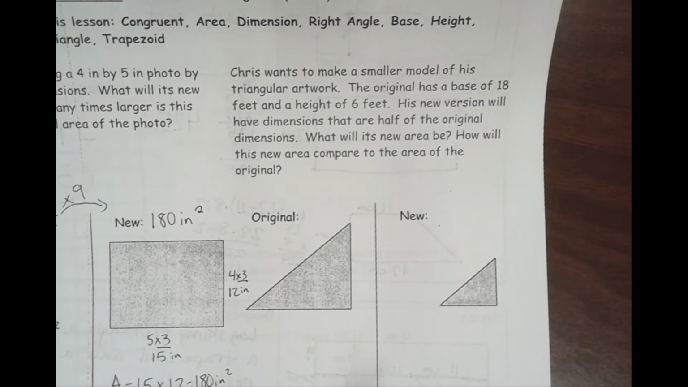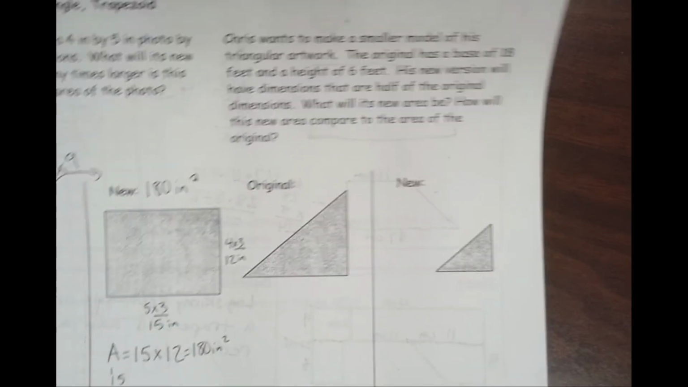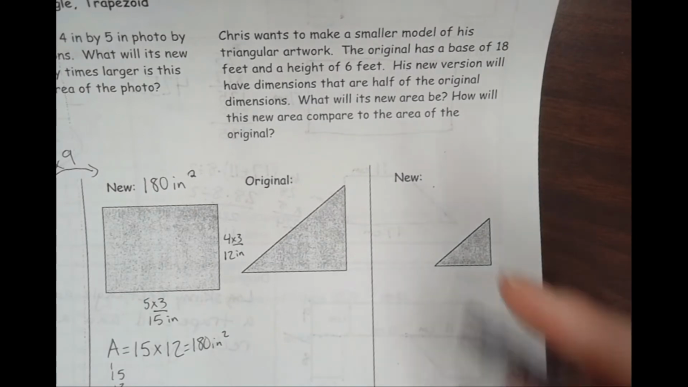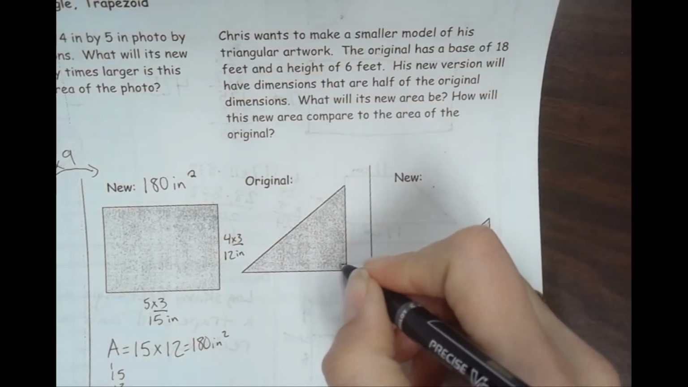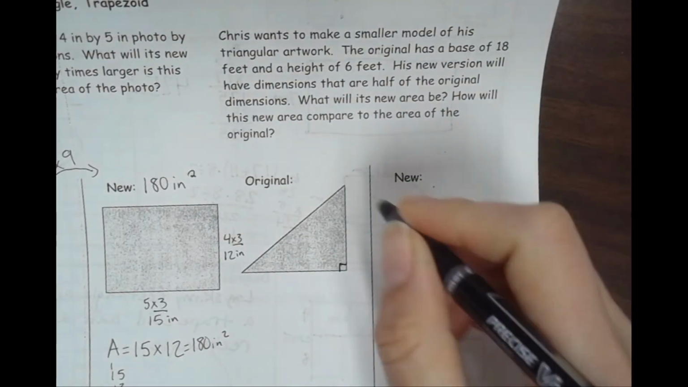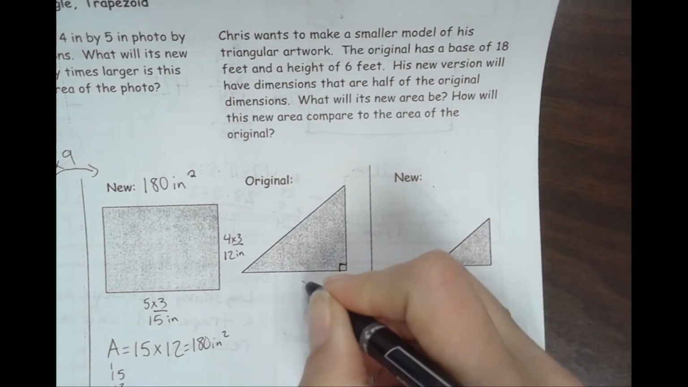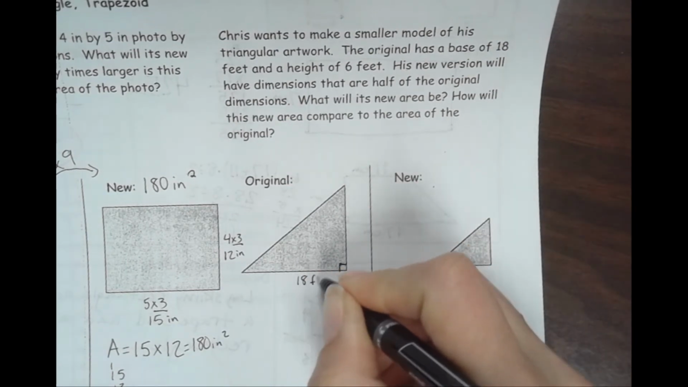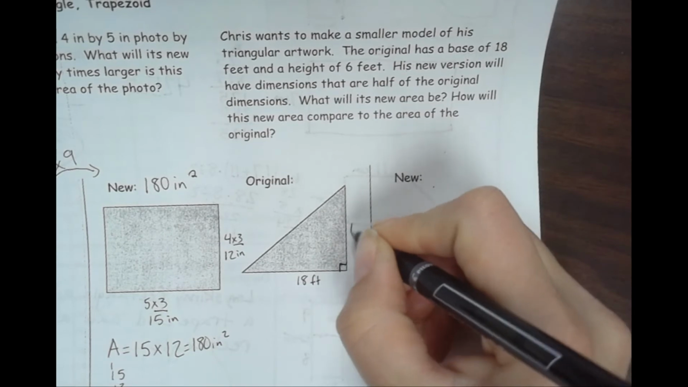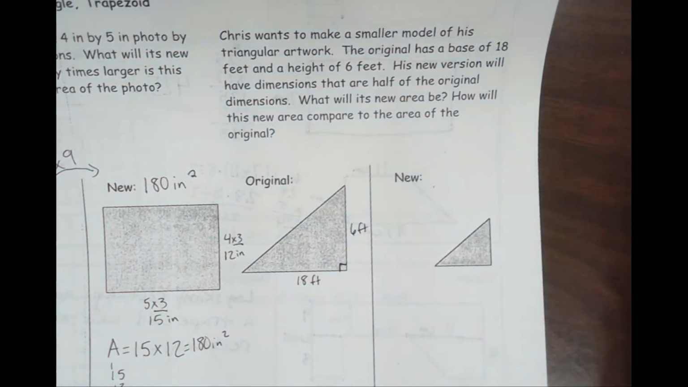Chris wants to make a smaller model of his triangular artwork. The original has a base of 18 feet and a height of 6 feet. Okay, this is a right triangle. So the base is 18 feet. And the height is 6 feet. I know this isn't to scale, but it at least gives us a visual idea of what this looks like.